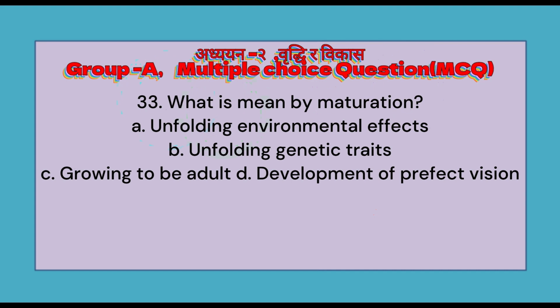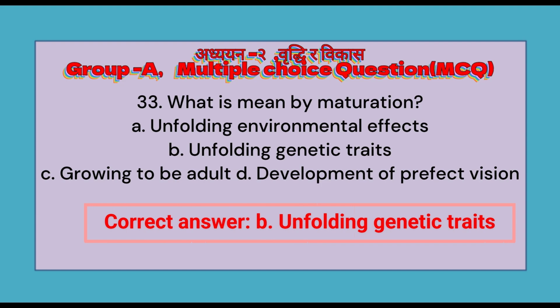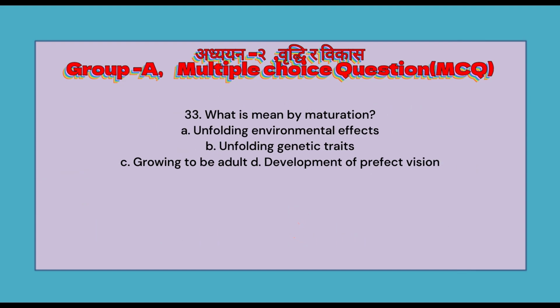33. What is meant by maturation? A. Unfolding environmental effects. B. Unfolding genetic traits. C. Growing to be an adult. D. Development of perfect vision. Correct answer: B. Unfolding genetic traits.